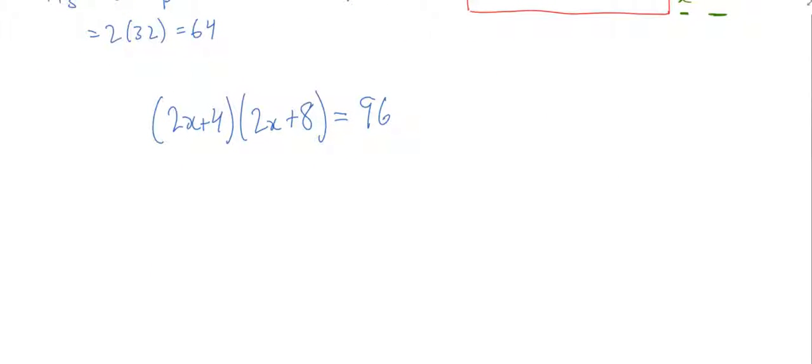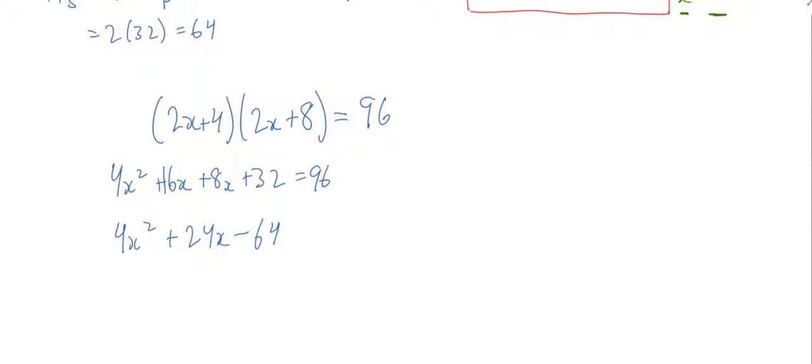Now what are we going to do? Expand, simplify, move it all to one side, and solve however we're going to solve. Factor if you can, or quadratic formula. 2x times 2x is 4x squared. 2x times 8, 16x. 4 times 2x is 8x. 4 times 8 is 32. 32 minus 96 is negative 64.